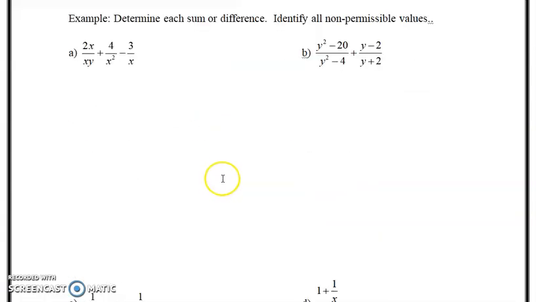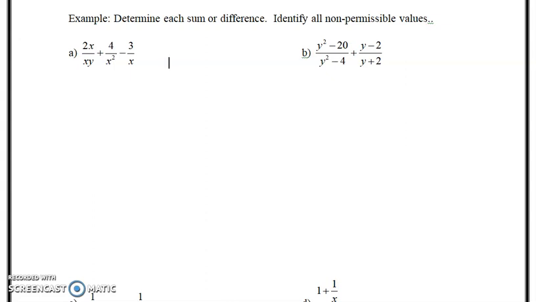So let's look at page 12. The first one here, we have 3 terms being added and subtracted. We have 2x over xy, we have 4 over x squared, and we have 3 over x. So the common denominator is going to be, I'll write the common denominator right here, you probably guessed it, x squared y. Okay? So we have to make each of them x squared y.